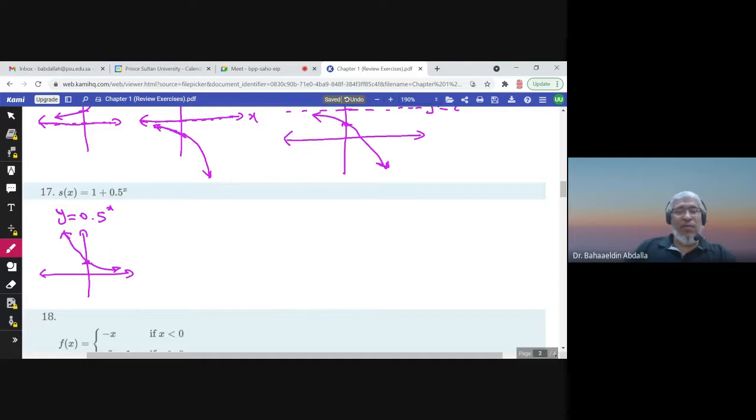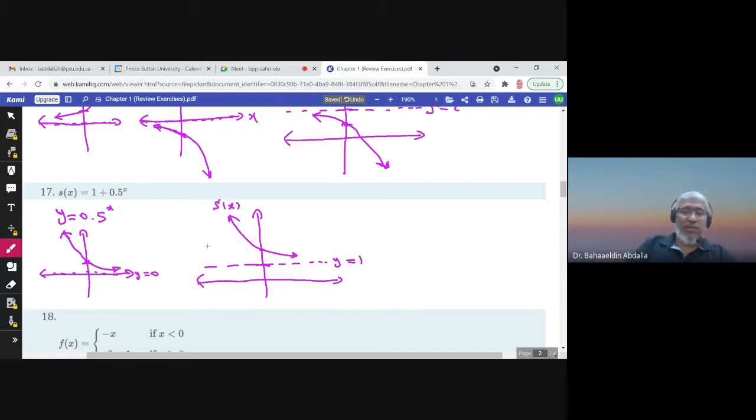And now we take it 1 unit up. So the graph of s of x would be: the horizontal asymptote was y equals 0. When you take it 1 unit up, it would be y equals 1. And the y-intercept, instead of being 1, it would be 2. And the graph of the function would be like this.